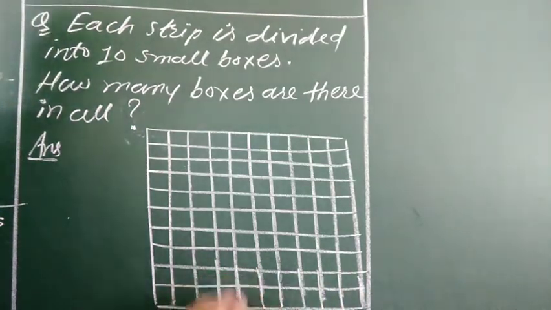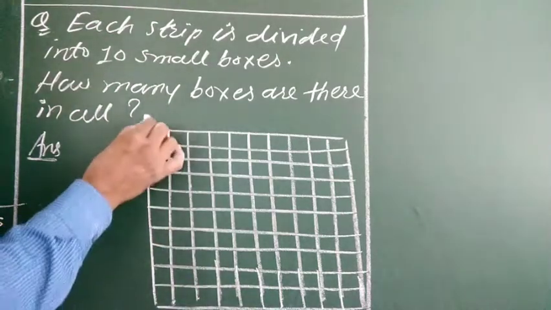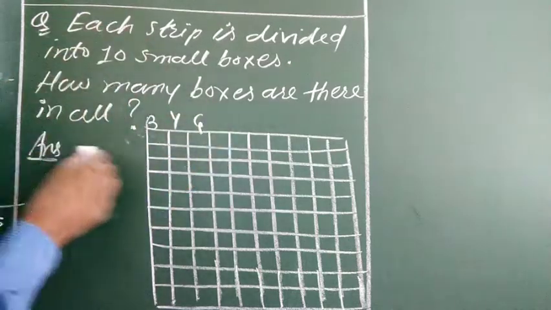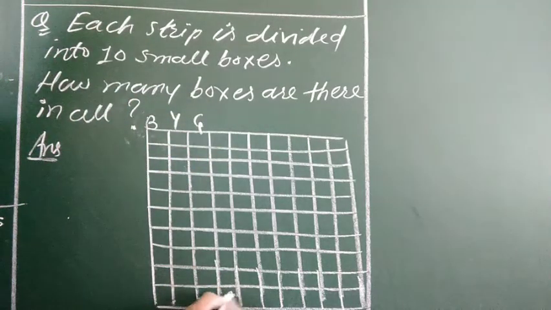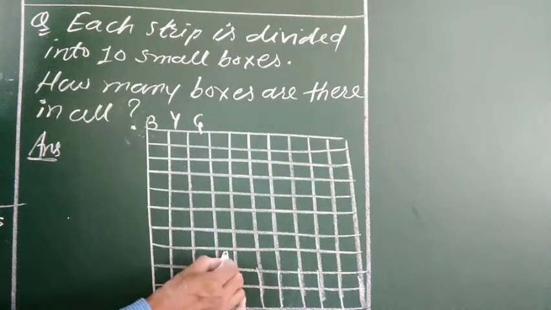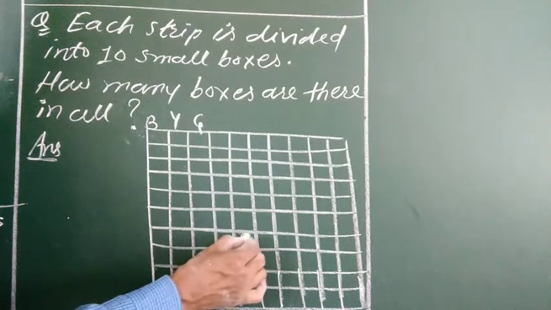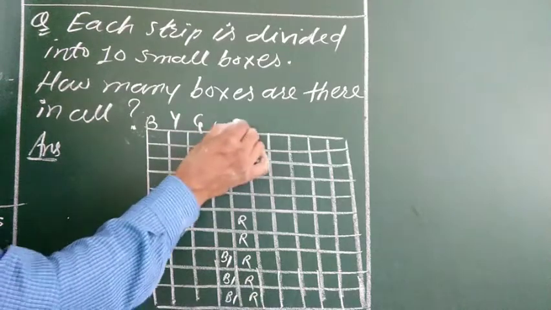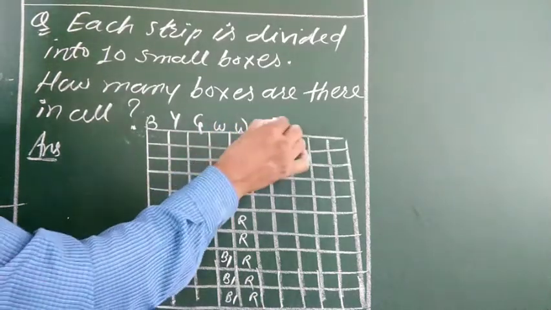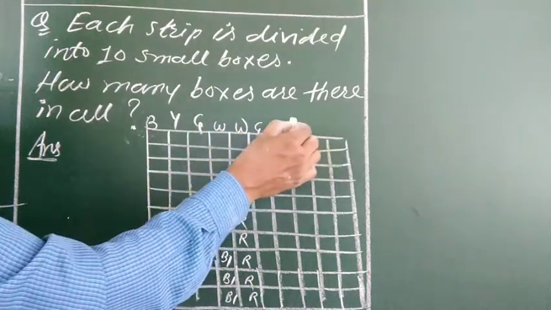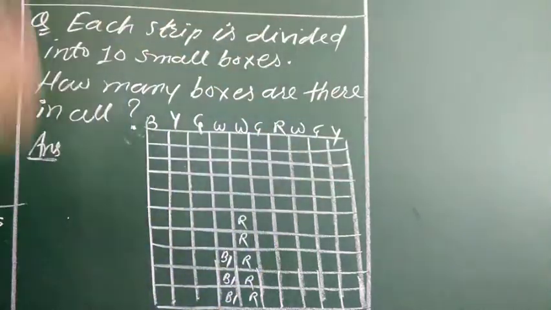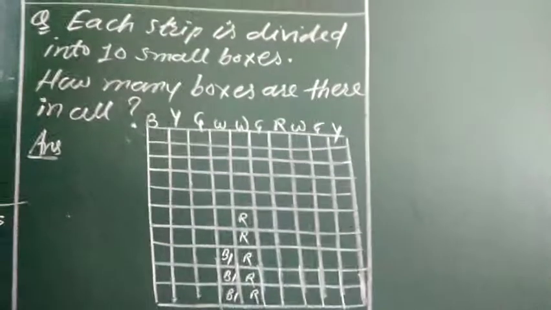So this way each strip is color here 10. So say it is blue color, then it is yellow color, it is green color, and see black color, and it is red, red, red, red and red, and these are white, white, again green, red, white, green and white, yellow. Like this, it is divided into 10 parts.